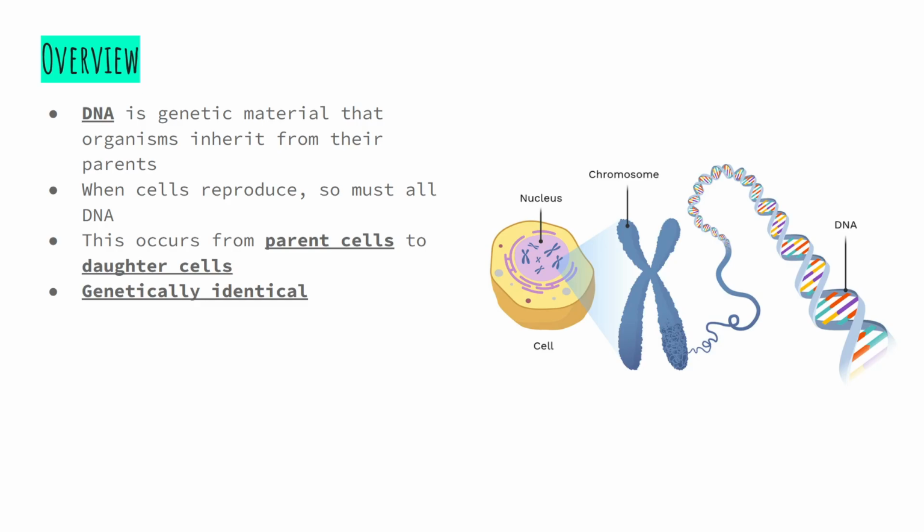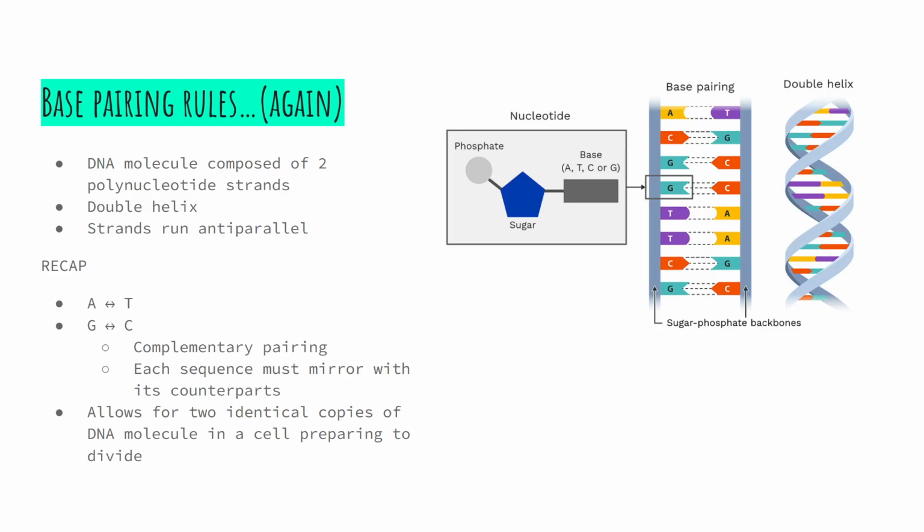So an overview. We already know that DNA contains all our genetic information. This must come from our parents. So every single cell that is made in your body has come from a pre-existing cell. These are our parent cells, and the new cells being made are our daughter cells, and they are genetically identical. So let's go over these rules yet again.